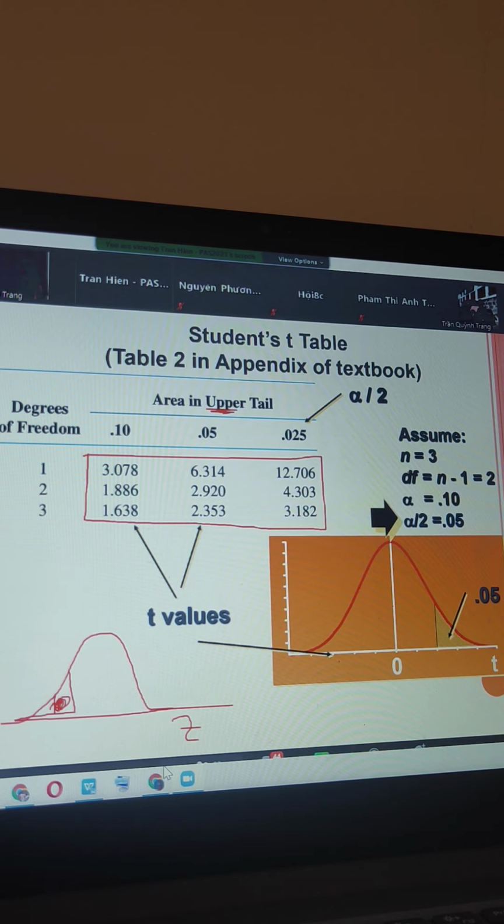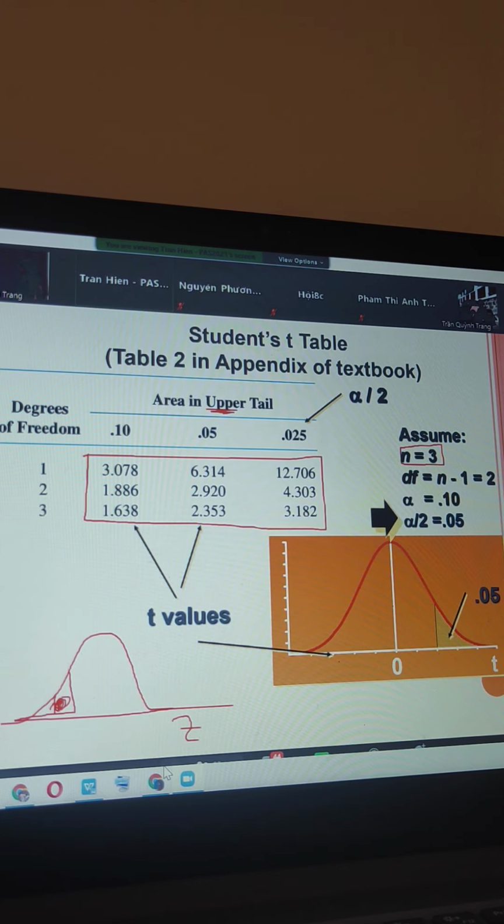So the formula to find the degree of freedom: degree of freedom equals the sample size minus 1. So we have the sample size equal to 3, so the degree of freedom in this case equals 2. And I give you the value of alpha. Alpha equals 0.1 or 10%. So the area in both tails, in two tails, is 0.05.